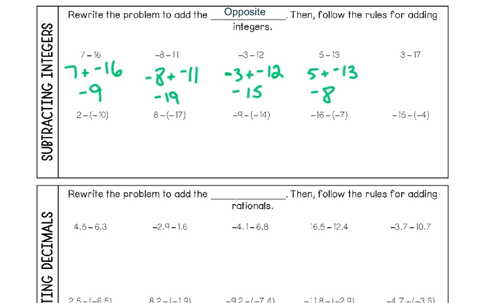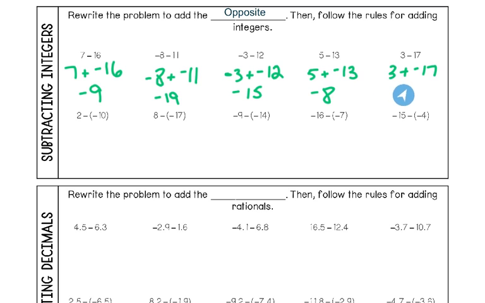Let's look at the next one. We keep the first number, change the minus to a plus, and then we add the opposite. So we always want to keep the first number and add the opposite. Now that this is written like an addition problem, we're going to follow our rules for adding integers. When they're different signs, we're actually going to subtract. So 17 minus 3 is 14. And then we're going to keep the sign of the number with the greatest absolute value. So 17, there's more negatives, so we'll keep this to be a negative 14.